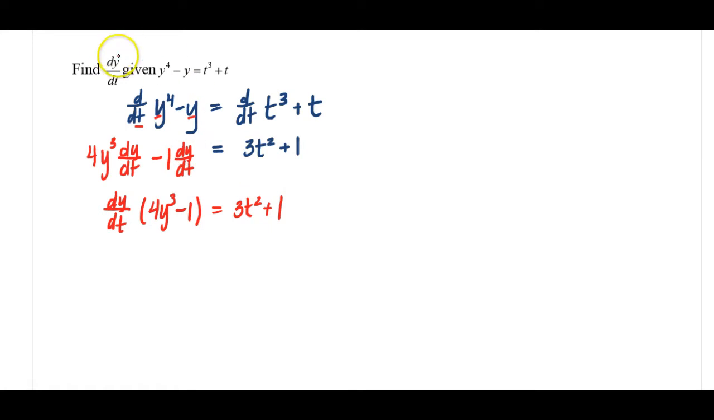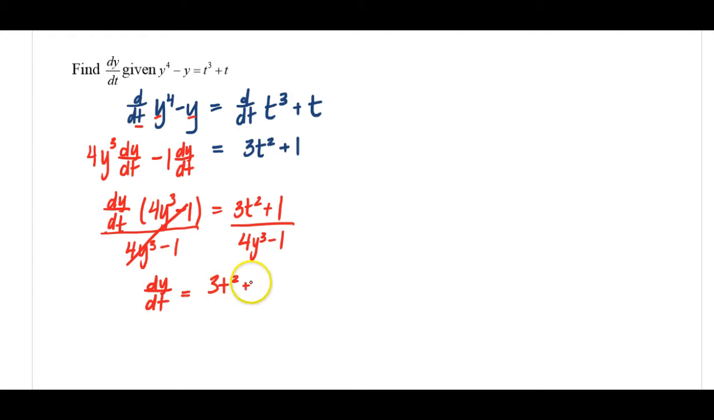If I want to find dy/dt by itself, this is multiplication, so I'm going to have to divide by 4y cubed minus 1 on both sides. These will cancel, so dy/dt, what I was in search of in the first place, is 3t squared plus 1 all over 4y cubed minus 1. So this here is going to be my final answer for dy/dt.